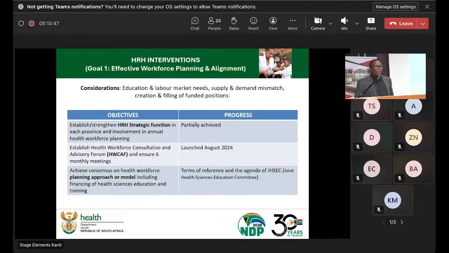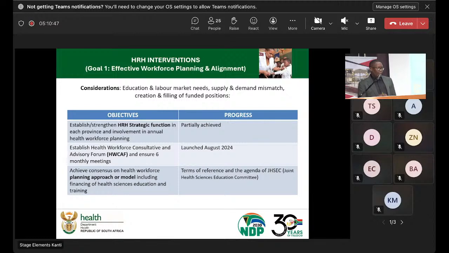So now, just to reflect and give you a sense of what we've tried to achieve or how far we are. In terms of the first goal that talks about effective workforce planning and alignment, we are very much considerate of education and labor market needs, supply and demand mismatch, as well as the filling of funded positions. But we can confirm, colleagues, that we have tried to move. If you look at the 3 main objectives in that goal that talk about the HRH strategic functioning, we feel that we have achieved that. And we are still promoting and enhancing and encouraging provinces to develop their own provincial strategies.